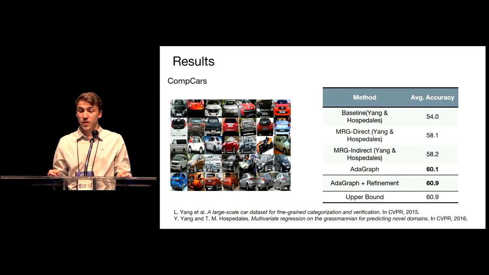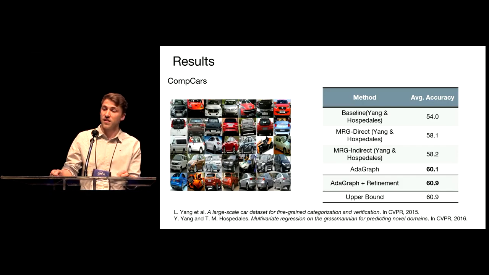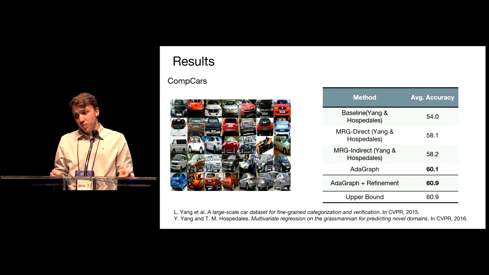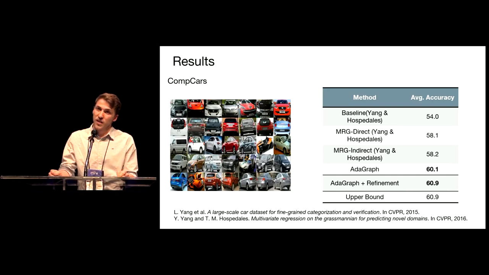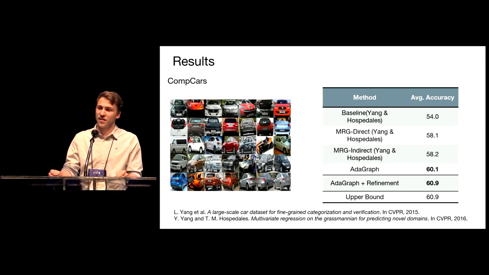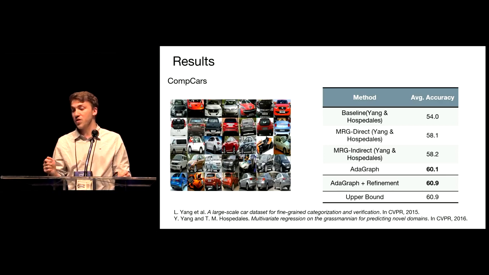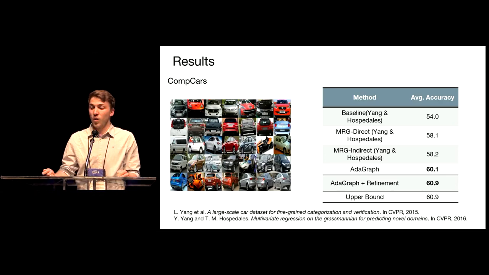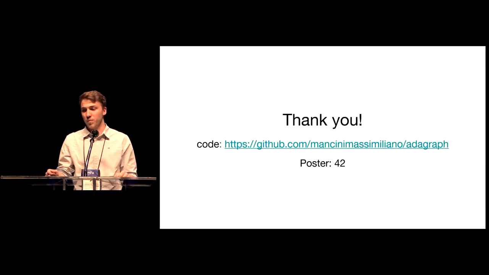We also perform experiments on the CompCars dataset, comparing our model with the previous state-of-the-art of Yang and Hospedales. Here the task is car type classification, and the metadata are the year of production and the viewpoint. Our model outperforms the baseline, and with the refinement, we fill the gap with the upper bound again.